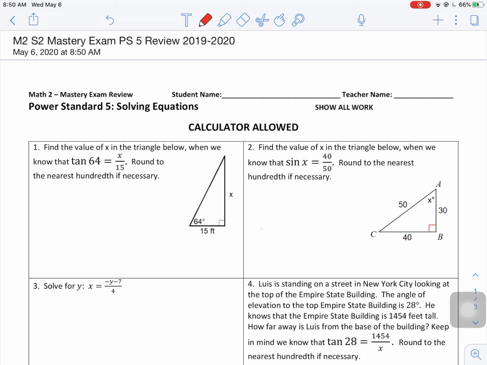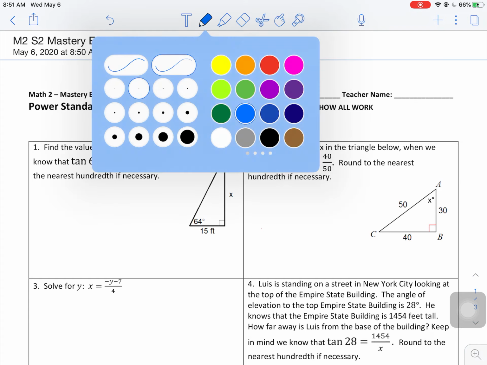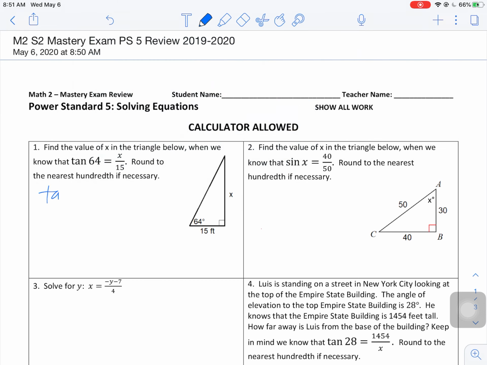Math 2, Semester 2, Power Standard 5 Mastery Exam Review. Number 1. Find the value of x in the triangle below when we know that tangent 64 equals x over 15. Round to the nearest hundredth if necessary. So anytime that we're finding a missing side using trigonometry, those are the problems where we want to cross multiply.